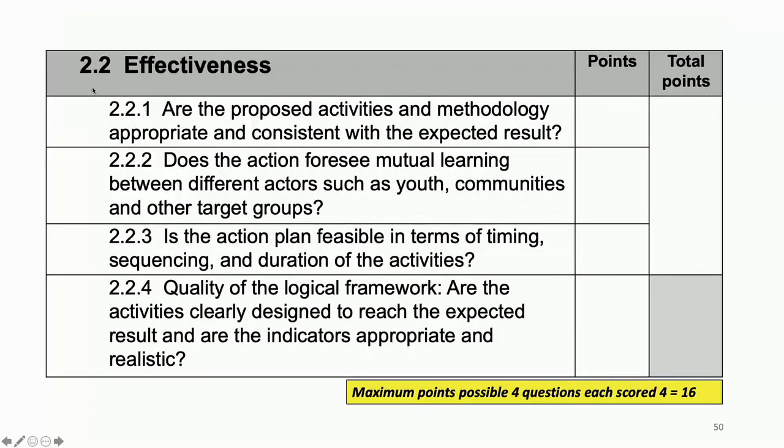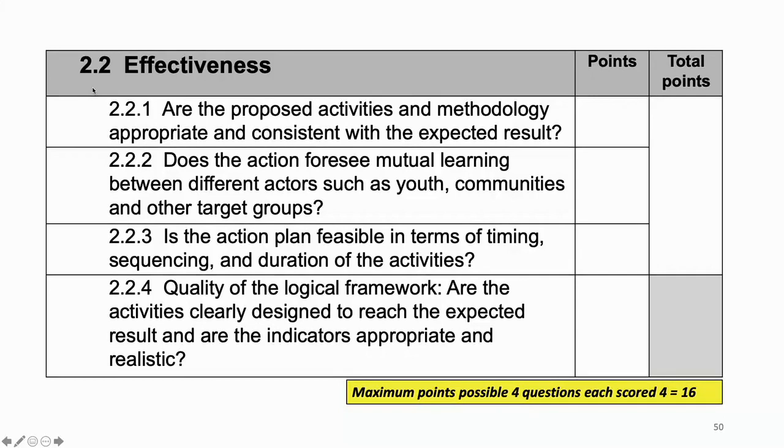Effectiveness. The second part of the evaluation deals with the effectiveness of your proposal. Are the proposed activities and methodology appropriate and consistent with your results? Good or excellent? Does the action foresee mutual learning between different actors, youth, communities, other target groups? Is your proposal good or is it excellent? Is the action plan feasible in terms of timing, sequencing, and duration?